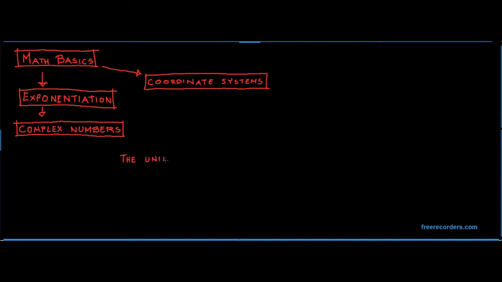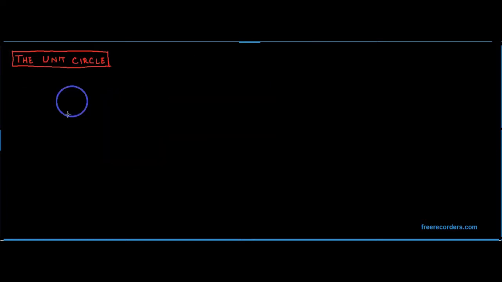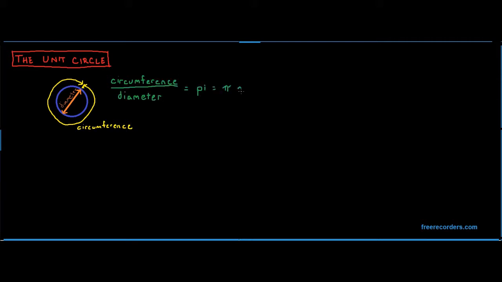Our next task is to introduce the concept of the unit circle. Let's say we have a circle. We can measure the diameter of the circle and the circumference of the circle. These two variables are obviously related, and no matter what size the circle is, the relationship remains the same. We designate the relationship of the circumference divided by the diameter of a circle as the irrational number pi.